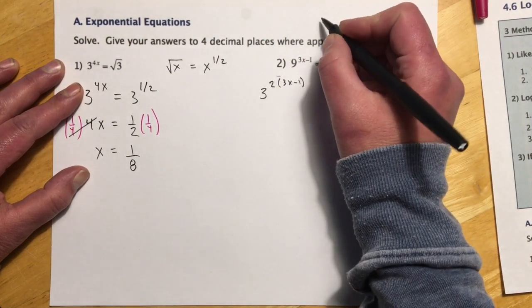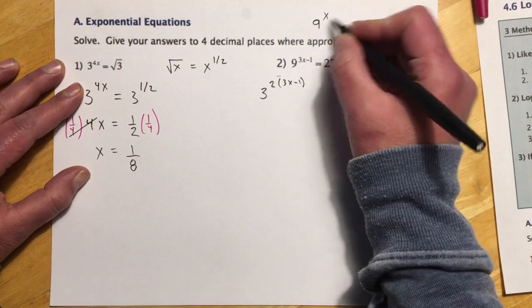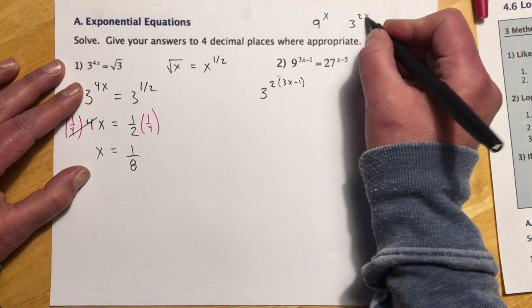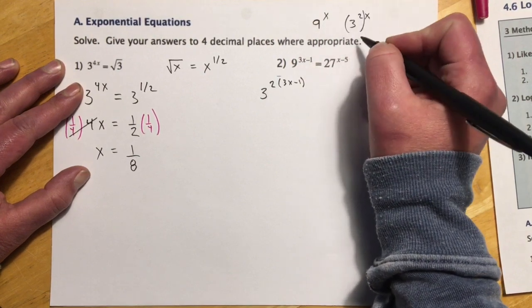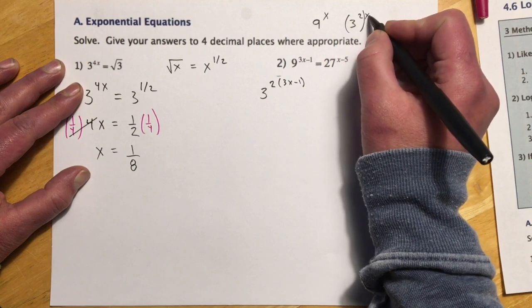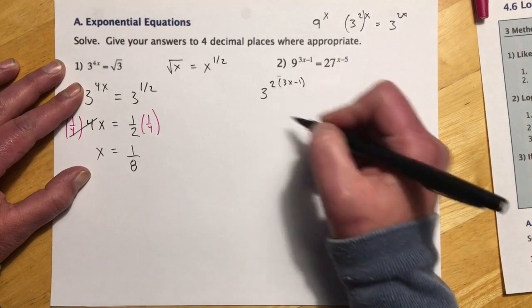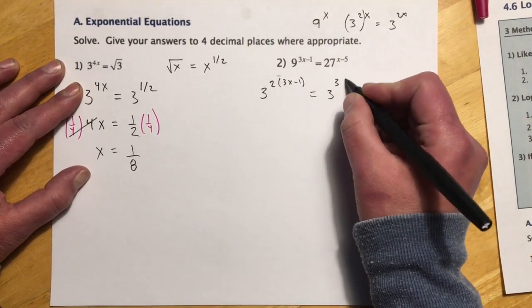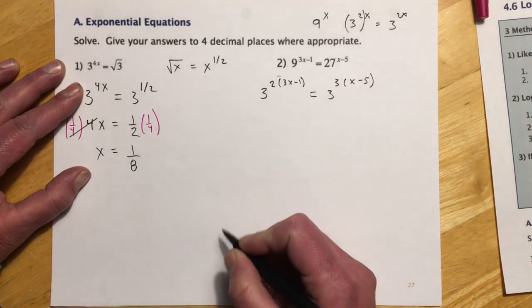And that's because if I had something a little simpler, say 9 to the x, 9 would be 3 squared to the x, and the reason is this would be like being raised to this power, and remember, when we're raising to a power, that means we multiply. So that's why I do this. And then on this side, 3 cubed is 27, and that's going to be multiplied by x minus 5.